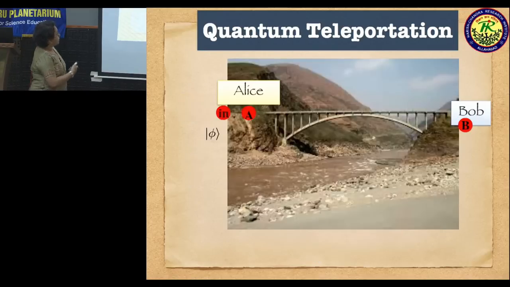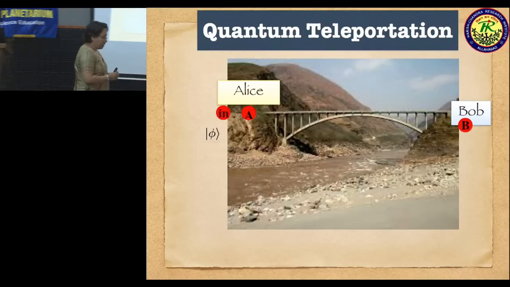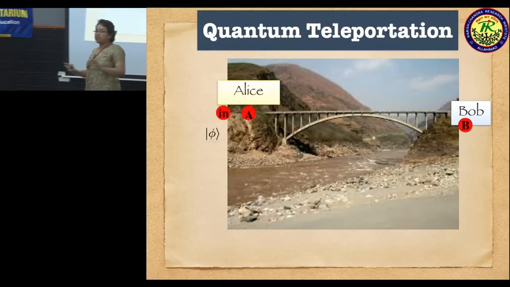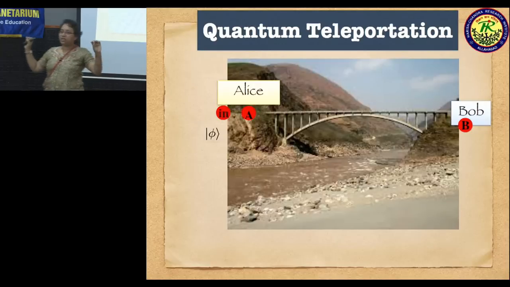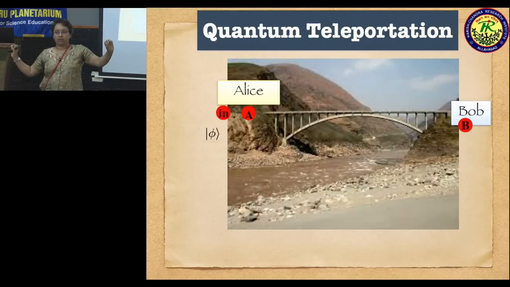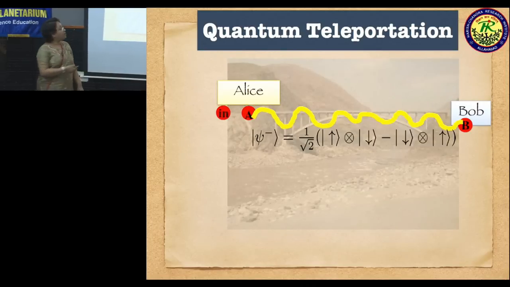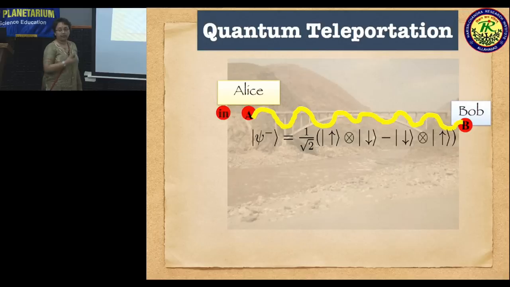So, how to do it? To do that, Alice and Bob should a priori build a bridge between them. Now, this bridge is not a normal classical bridge, but a quantum bridge. Okay? And this quantum bridge can be represented like that.